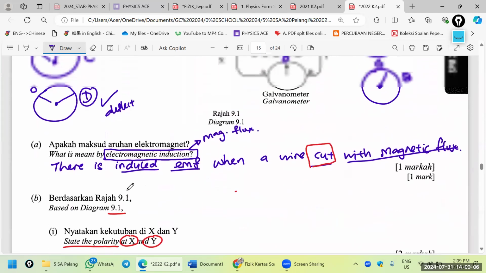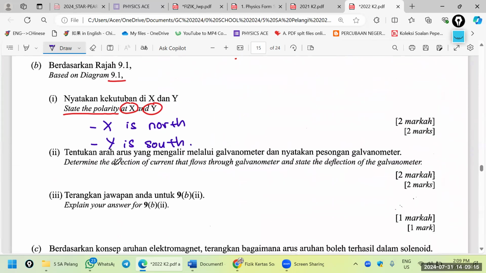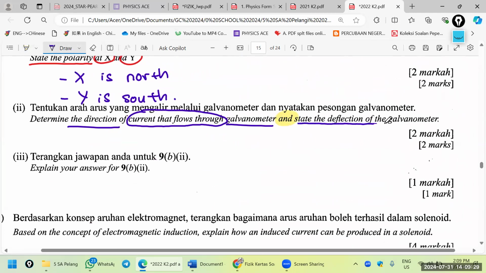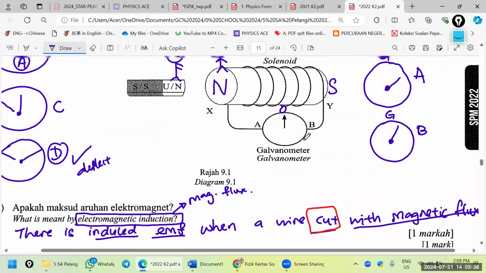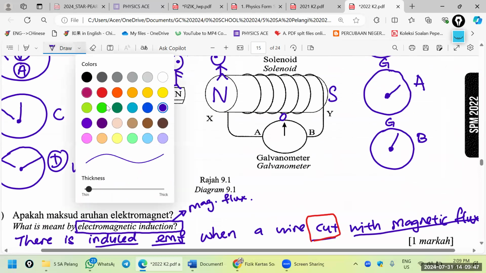So X is north, so Y is south. Now determine the direction of current that flows through galvanometer. Always be sensitive to N. And state the deflection of galvanometer. So 2 marks. Number 1, how does the current go into galvanometer? Clockwise or anti-clockwise?